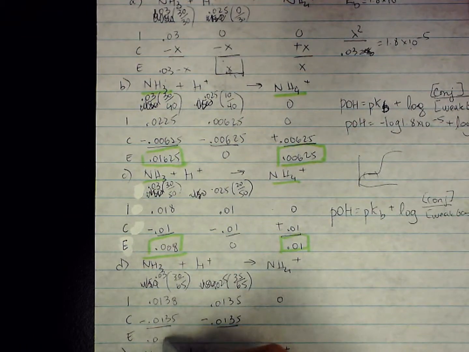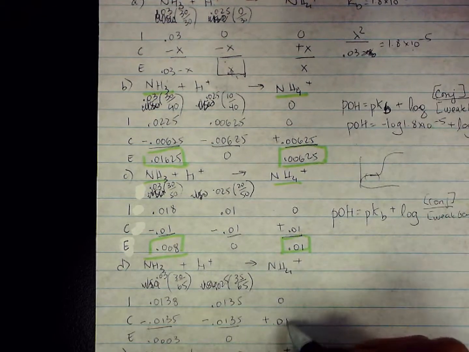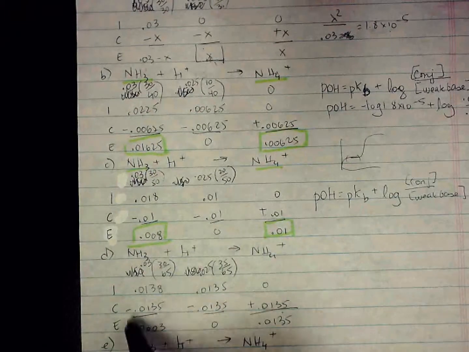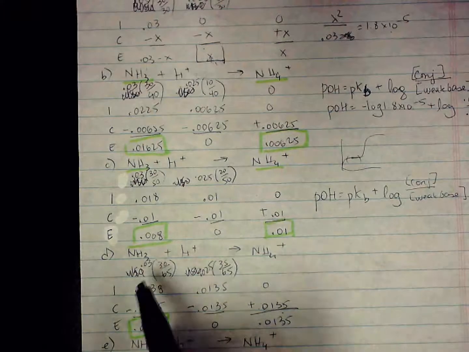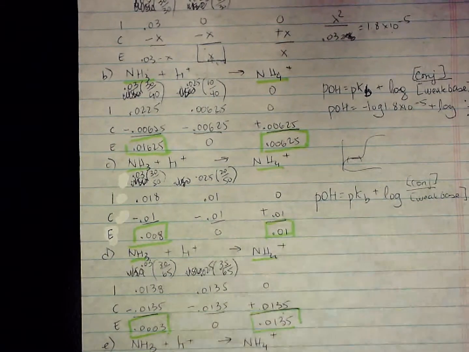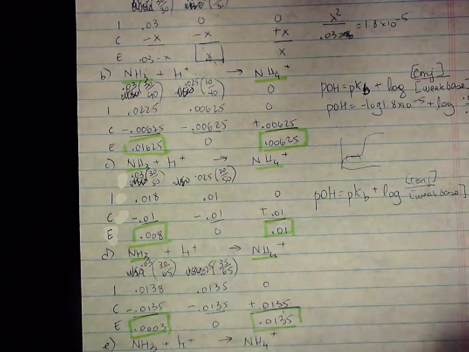You're left with 0.0003. None of that. We're going to gain 0.0135. 0.0135 is what you have present at the end. And one more time, what you have in your beaker is a mixture of a weak base sitting with its conjugate acid. You're going to use the Henderson-Hasselbalch equation one more time to figure out the pH.